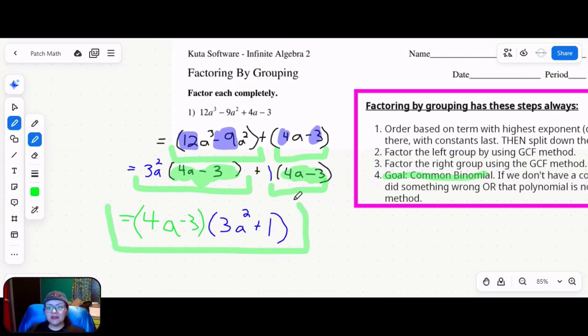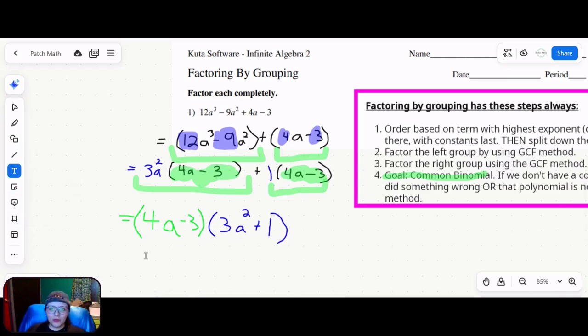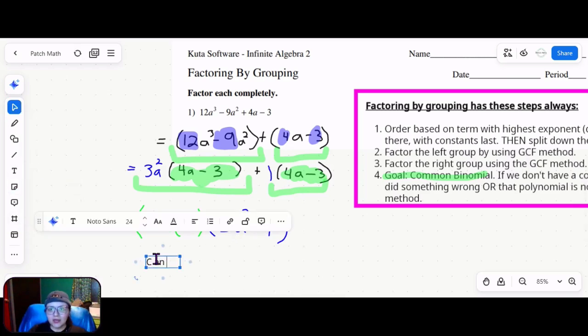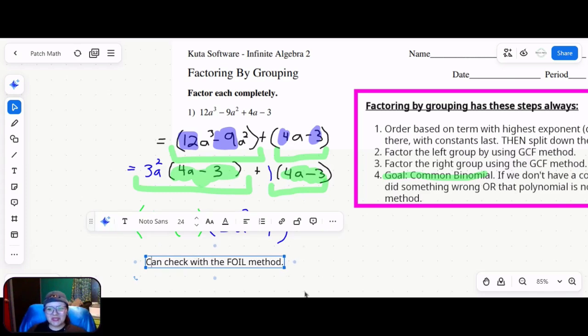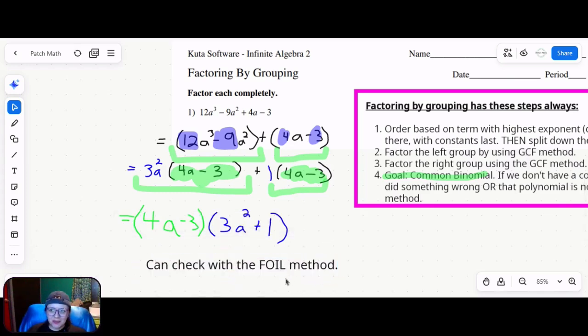If you multiply these two binomials together, you will find that it will equal number 1. And if you want to check yourself, you can check with the FOIL method, which is in one of the videos I have posted earlier on. If you take a quick search for the FOIL method, you can use that to check yourself here.